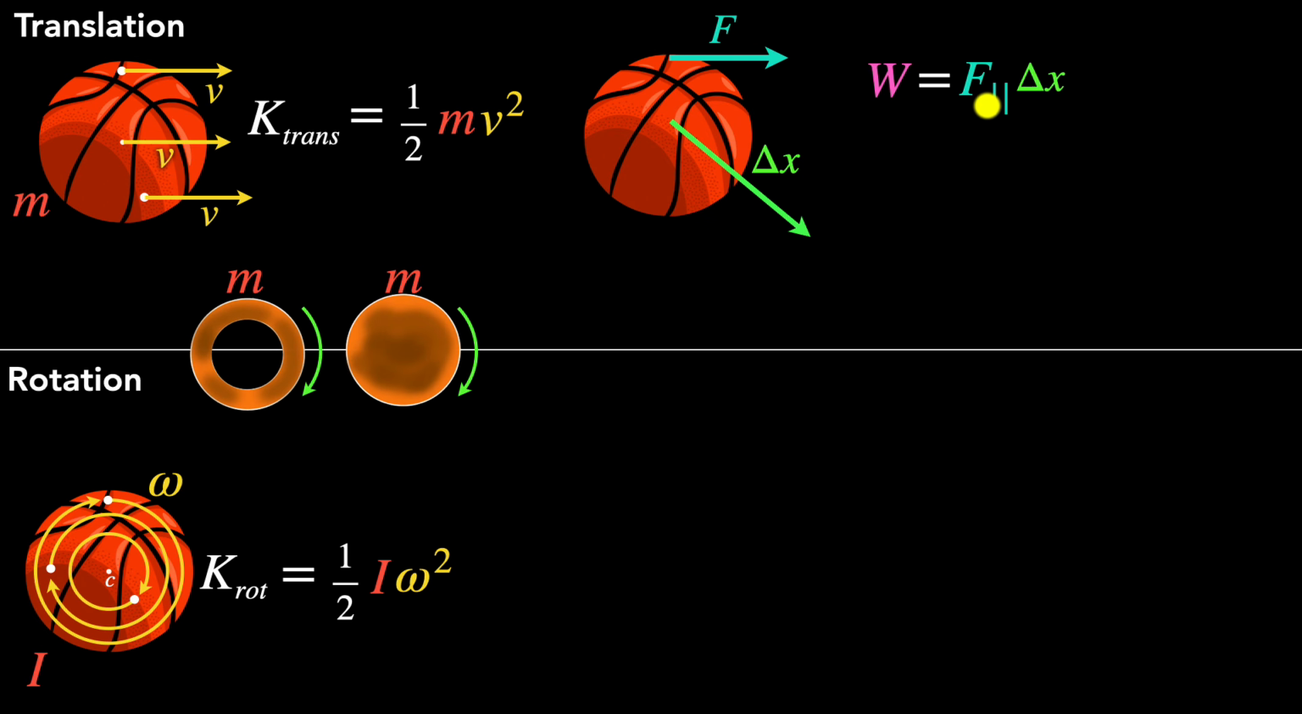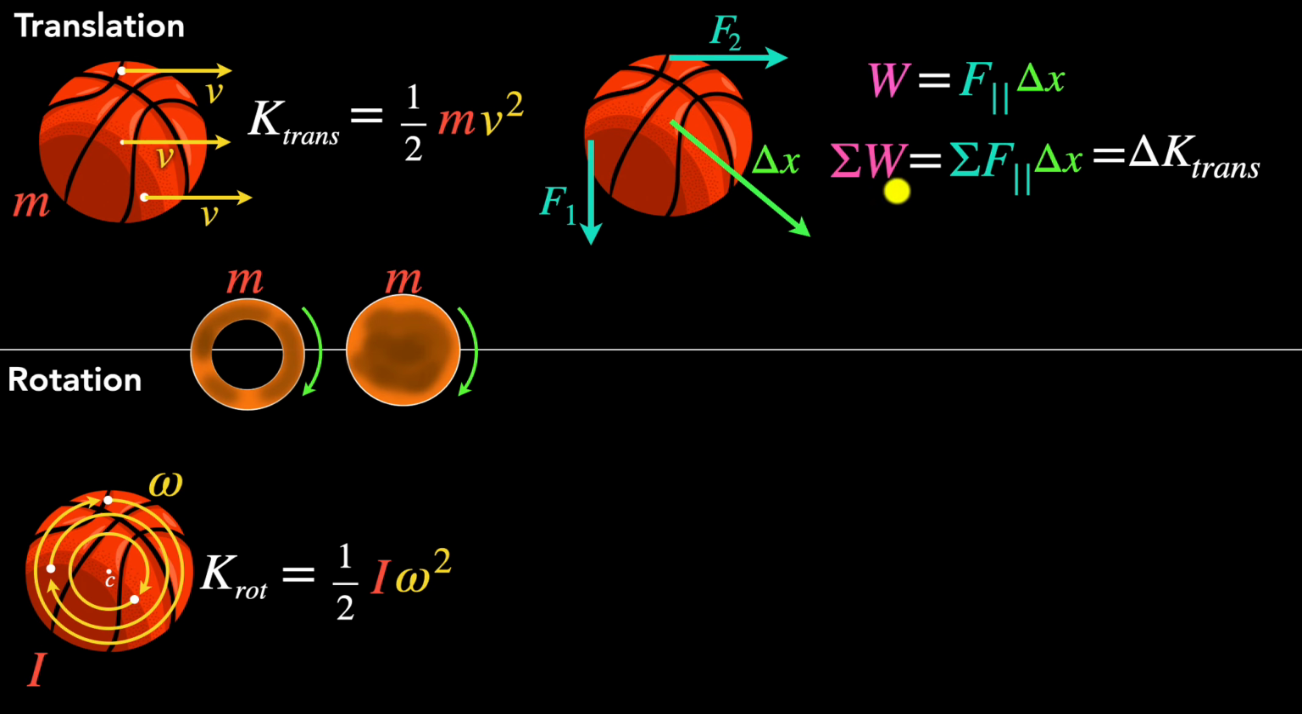Why do we care about work done? Well, because if there's more than one force acting on an object, then the total work done on the object by all the forces equals the change in the kinetic energy. So it'll be equal to the change in the translational kinetic energy. We call this the work energy theorem. And this is super useful in making certain predictions, as we will see.